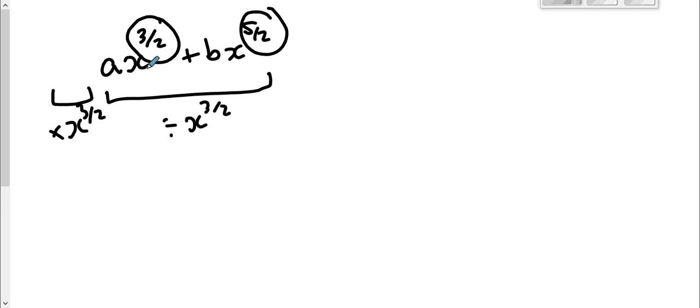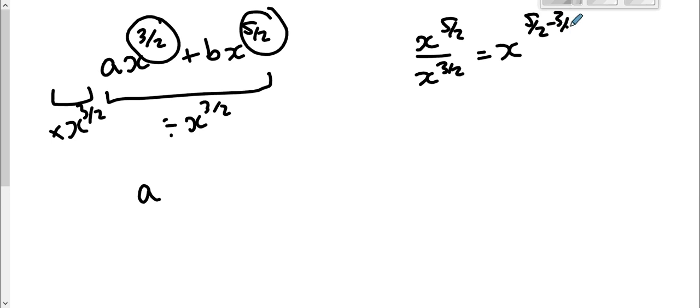And you can see why that's going to happen, because if you divide this by x to the 3 over 2, you're going to get left with a. And if you divide x to the 5 over 2 by x to the 3 over 2, that gives you x to the 5 over 2 minus 3 over 2, subtracting the indices when you divide.